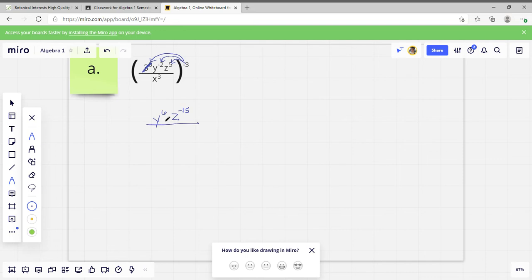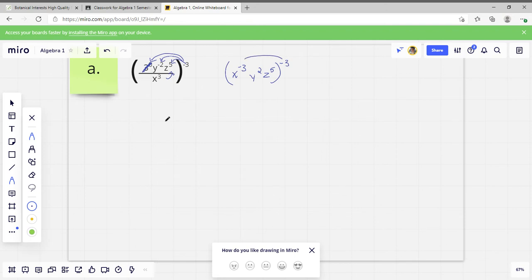And then we have to do the bottom as well. Actually, here's what we're going to do for this one. First, we're going to get rid of this bottom. We're going to bring him to the top. So we're going to say x to the negative third, y squared, z to the fifth. We're going to multiply that whole thing to the negative third.